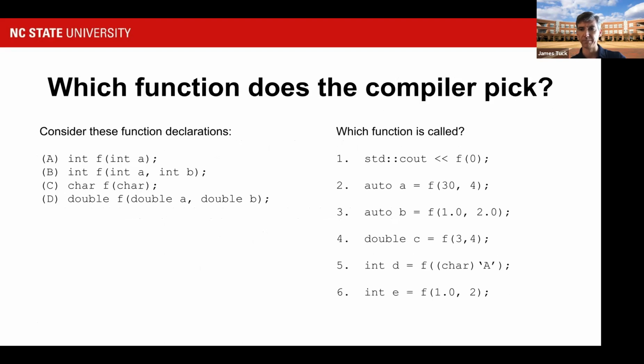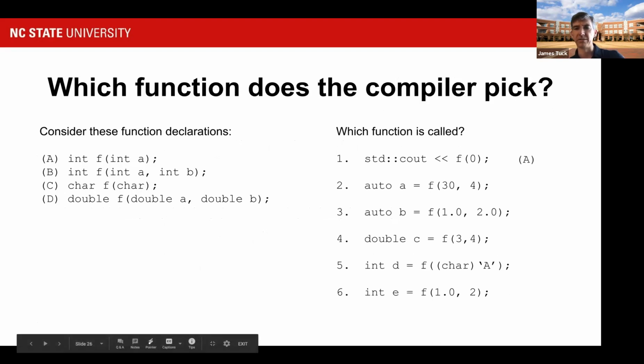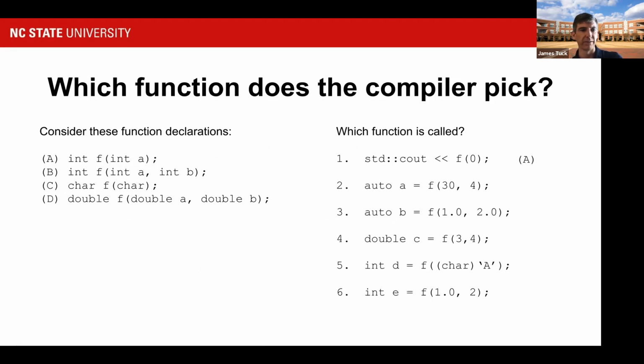For the first one, it's going to pick A, because this call to F takes a single integer argument. And there are 2 functions over here that take a single argument. And the best match is the one that takes an integer, because that requires no type conversions. So it's going to call the A version.